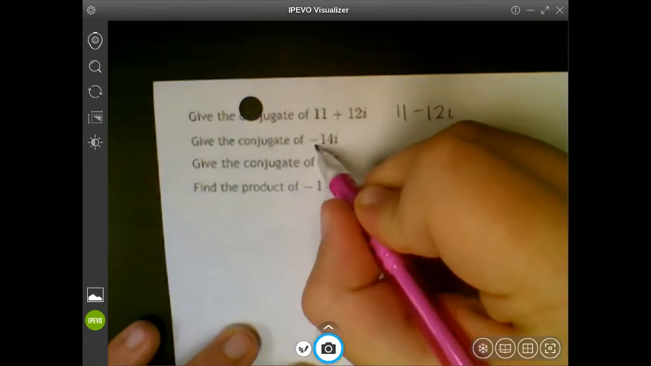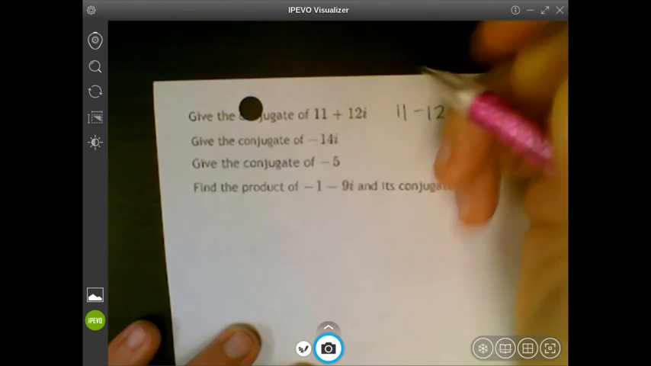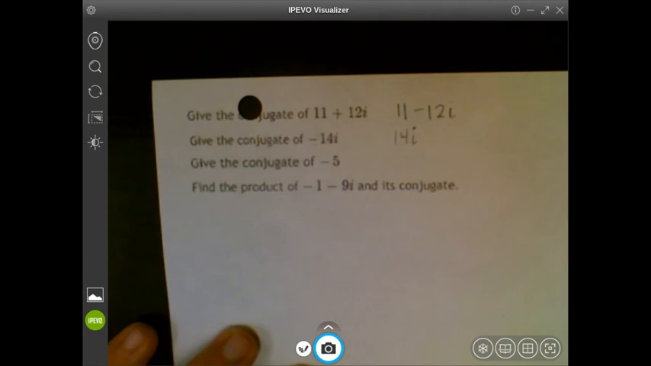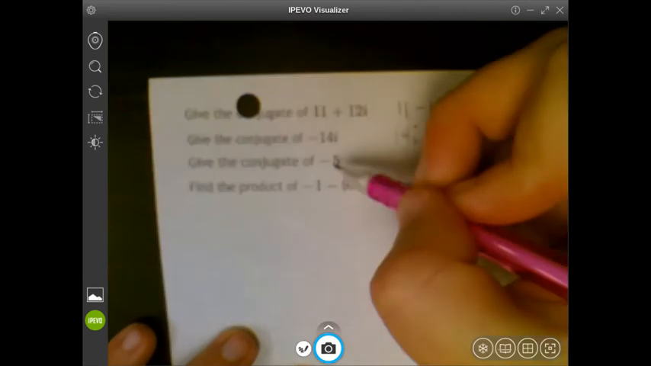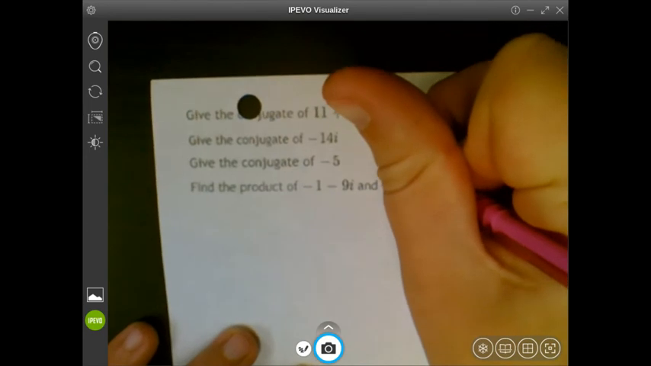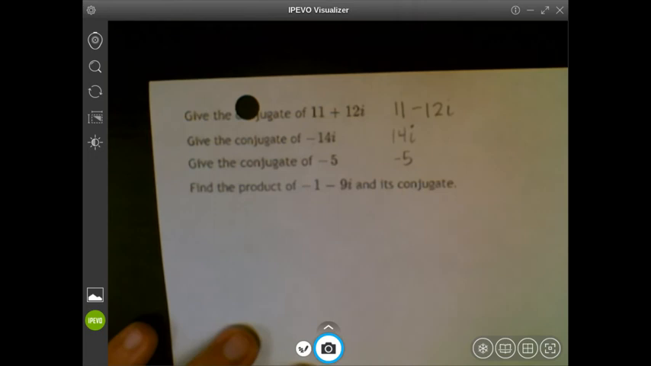The conjugate of negative 14i, since this is an imaginary piece, you are going to change its sign, so its conjugate would be 14i. The conjugate of negative 5, that's a real piece, and so because it's real, you don't actually change anything. It's still just negative 5. You only change the sign in front of the imaginary part.